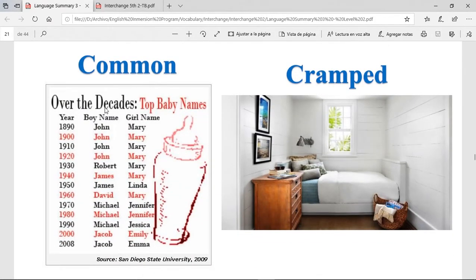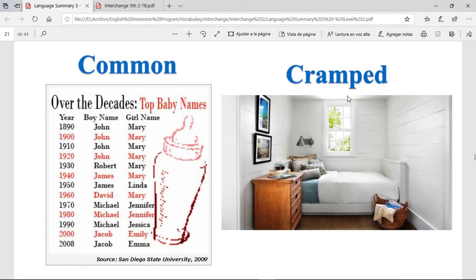Common. Something common is when it usually appears on multiple things. In this case, we have common names throughout years. In the 1900s, it was John and Mary. In the 10s, John and Mary too, and the same for the 20s. In the 30s was Robert and Mary, then James and Mary, etc., etc., etc.